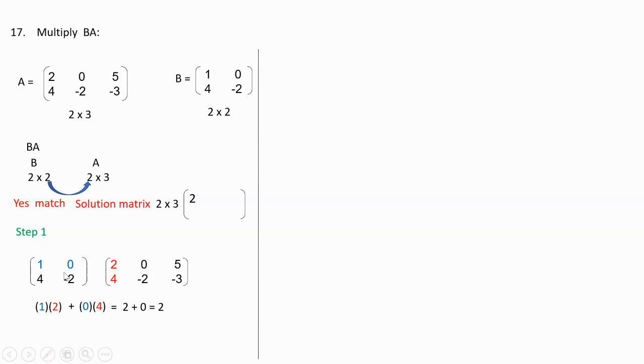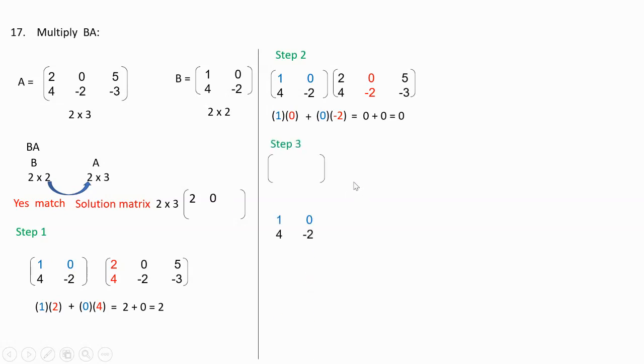Now, we're going to multiply the first row times the second column. Right, so it'll be 1 times 0. That's why I'm going to put them in color code. 1 times 0, 0 times negative 2. The answer will be 0 plus 0. The answer is 0, so the 0 goes on the first row, second column. Now comes step 3. So I'm going to multiply the 1, 0 times the third column. So 1 times 5 plus 0 times negative 3. The answer will just be 5. So the 5 goes in the first row, third column.